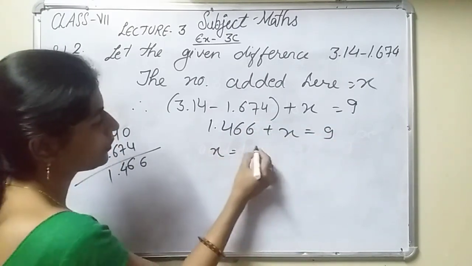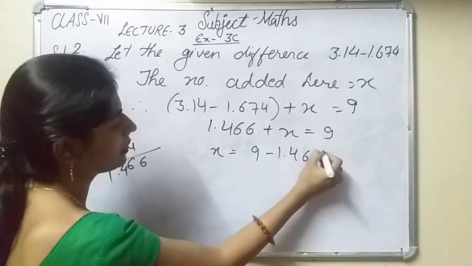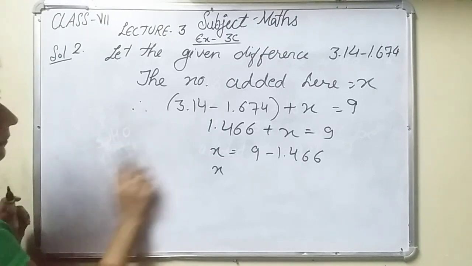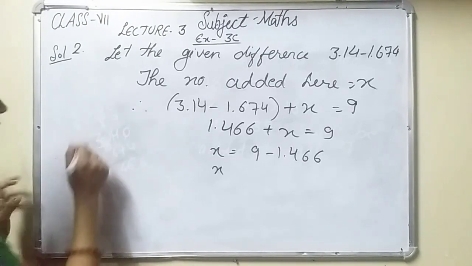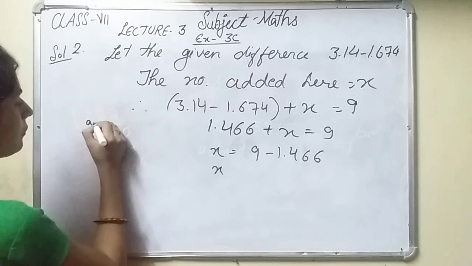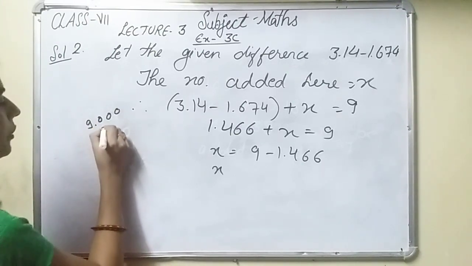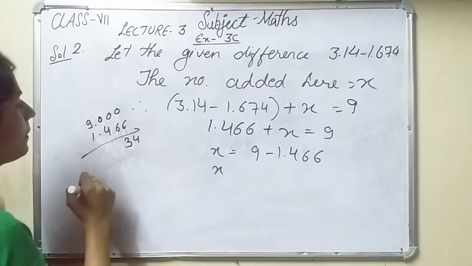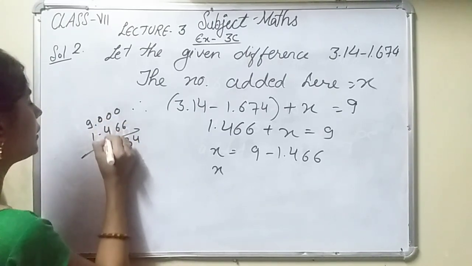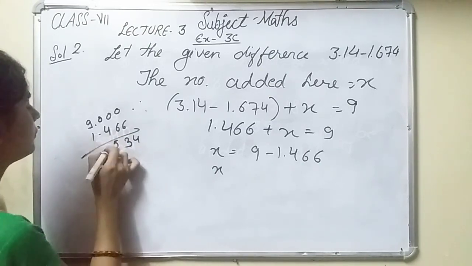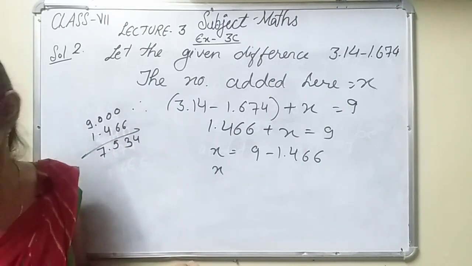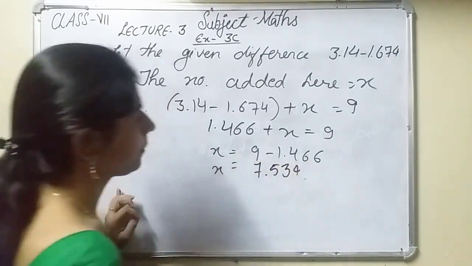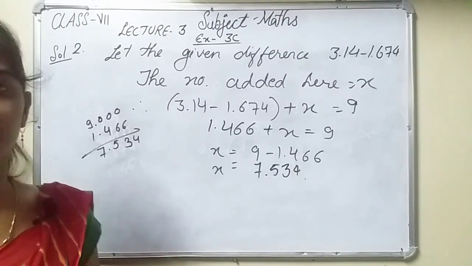Now see, x is equal to 9 minus 1.466. Now get the difference here. 9.000 minus 1.466. 10 minus 6 is 4, 9 minus 6 is 3, and here 9 minus 4 is 5. So 7.534, that is your answer.